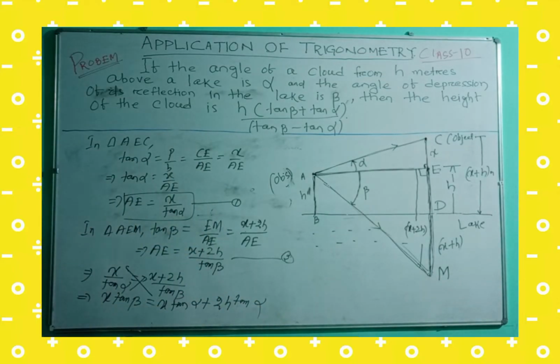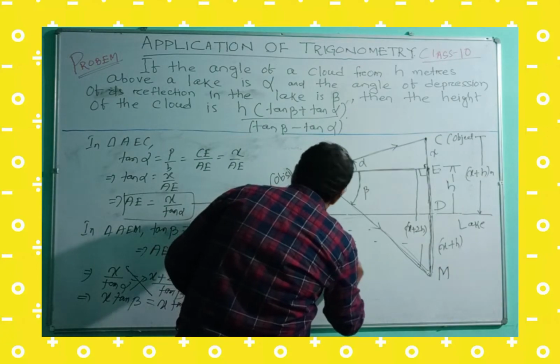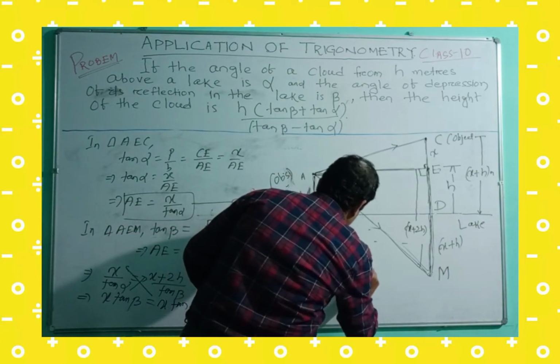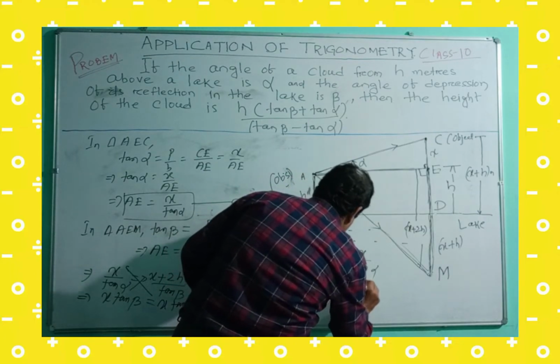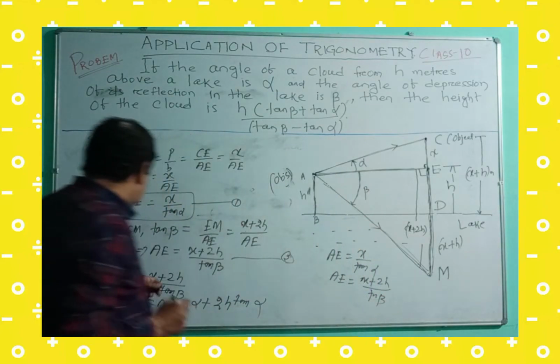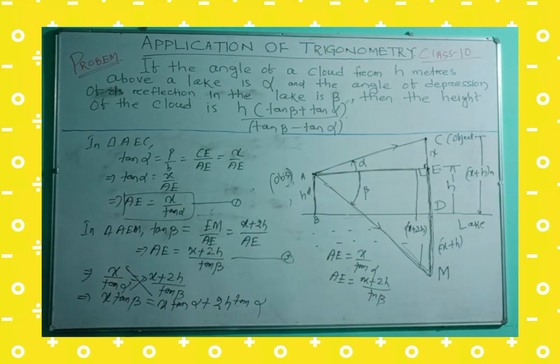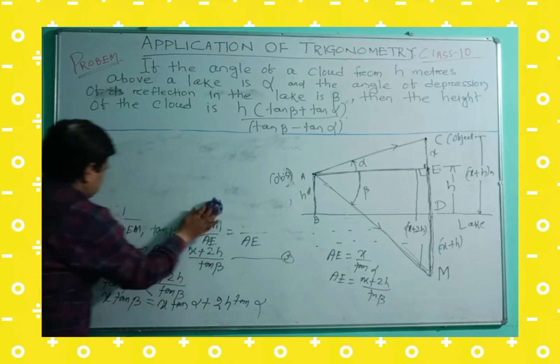Okay. Understand? So once again, note down here, AE is equal to X by tan alpha, and AE is equal to X plus 2H by tan beta. So X tan beta is equal to X tan alpha plus 2H tan alpha. Understand? So can you transpose X tan alpha to the left side? While you are transposing, the sign will be changed.